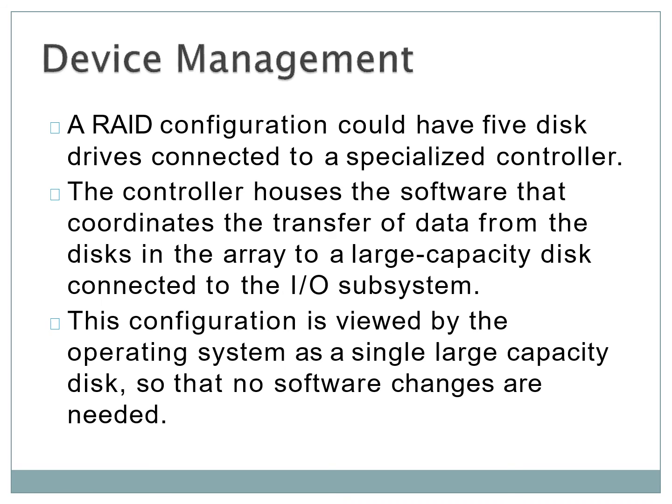A RAID configuration could have 5 disk drives connected to a specialized controller. The controller houses the software that coordinates the transfer of data from the disks in the array to a large capacity disk connected to the input-output subsystem. This configuration is viewed by the operating system as a single large capacity disk so that no software changes are needed.